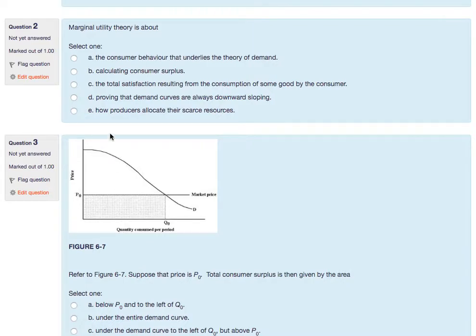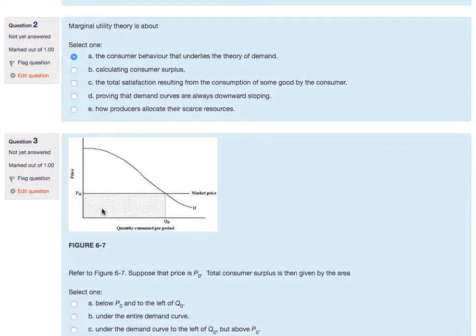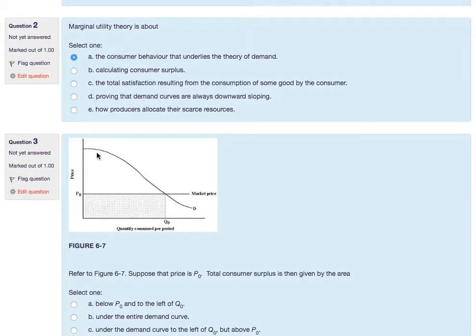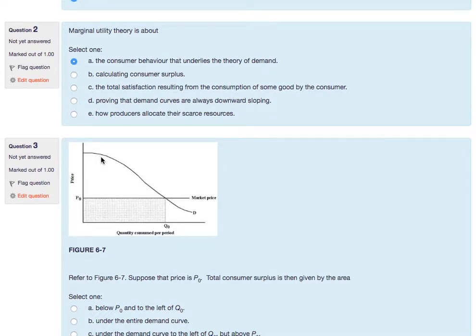So it's essentially utility theory. That pizza slice example is a situation of consumer behavior that underlies a theory of demand. The demand curve, if you think about it, is for this quantity, this is the maximum price I'm willing to pay, because that's my willingness to pay based on the utility that I get from consuming it. If I pay a price below it, I get consumer surplus, I get extra satisfaction. It is used to calculate consumer surplus, but you also need price to calculate consumer surplus and other things, so that's not the right answer.